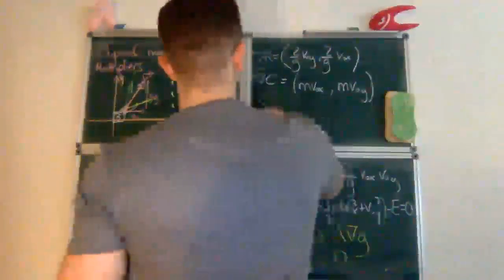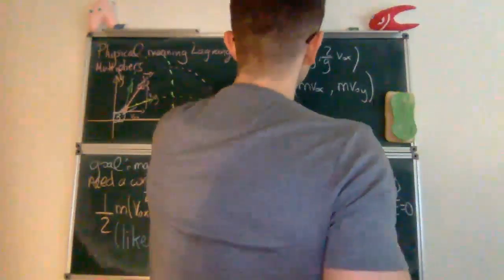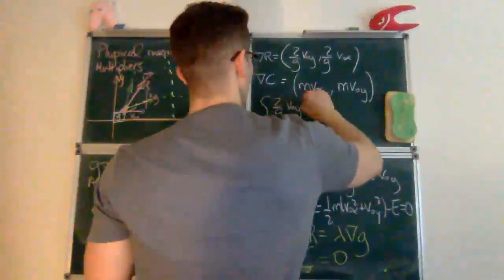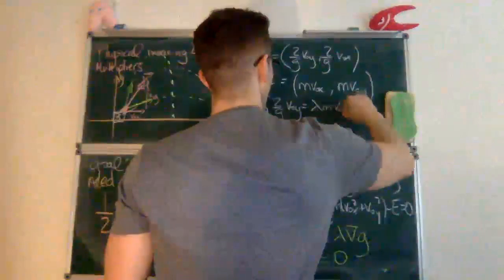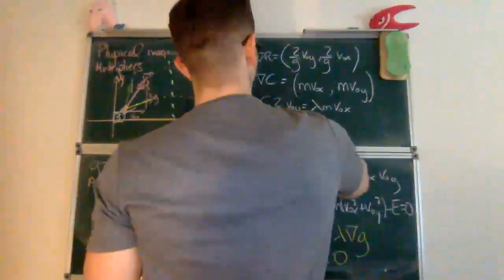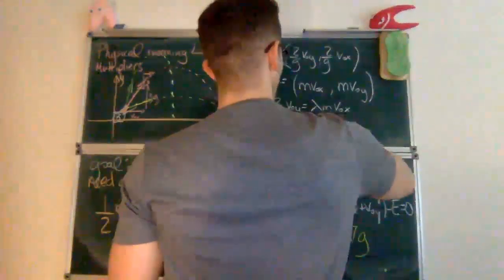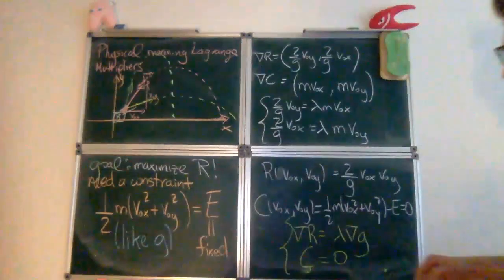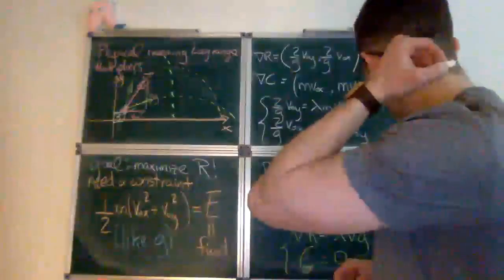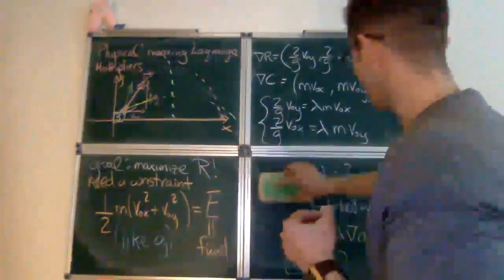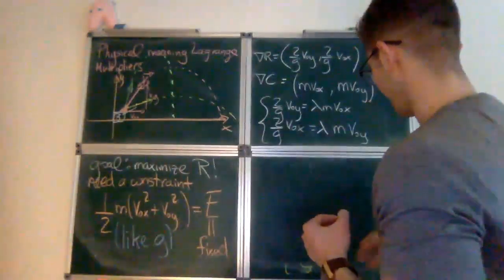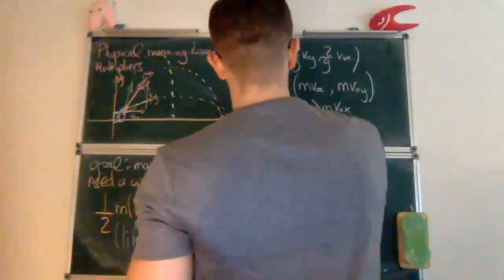We must solve this one equals that one times some multiple, so we need 2 over g v naught y equals lambda m v naught x. We also need 2 over g v naught x equals lambda m v naught y. Right, so those are the equations that come from the gradient. And finally, we need the usual constraint equation.